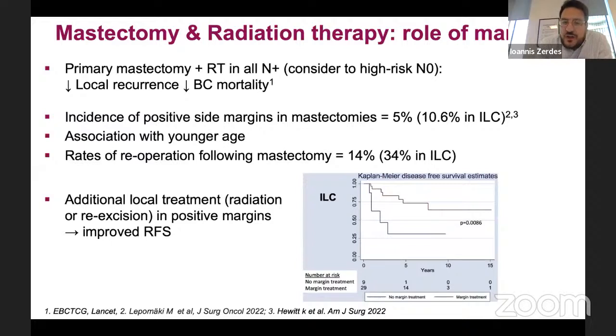Therefore, additional local treatment using radiation or re-excision in positive margins could improve RFS in histologies like lobular cancers, but of course they have as a setback the low number of patients and the retrospective nature.